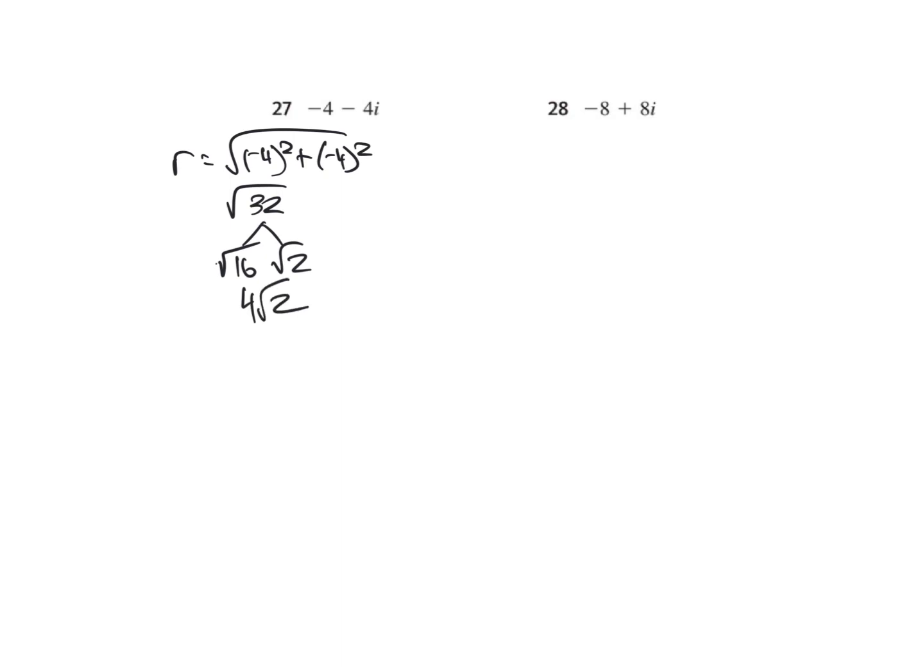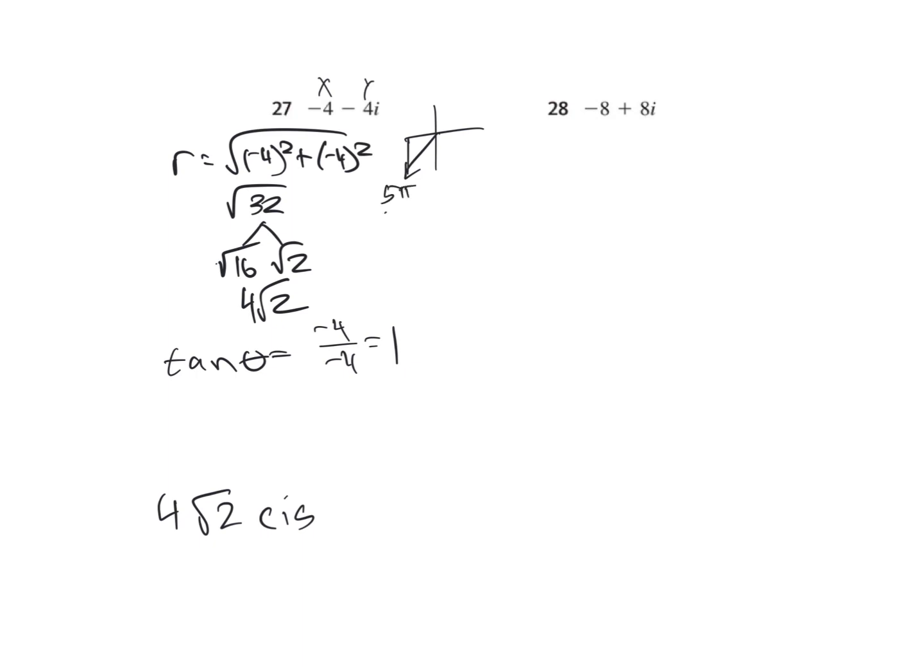Okay, again, start all over. Negative 4 squared plus negative 4 squared. 16 and 16 is 32. Break it down: 16 and 2, that's 4 square root of 2 is r. So our answer, 4 square root of 2, cis something. So the tangent of theta is y over x, negative 4 over negative 4. So where are we? X is negative, y is negative. You're in the third quadrant. X and y are the same, so it's a 45-degree reference, 5 pi over 4.